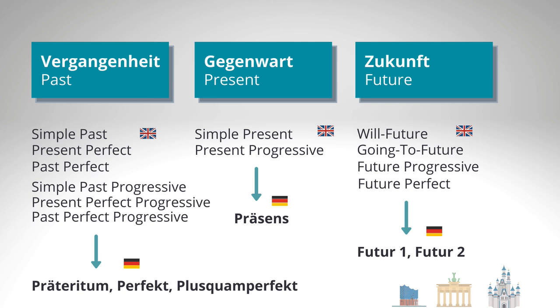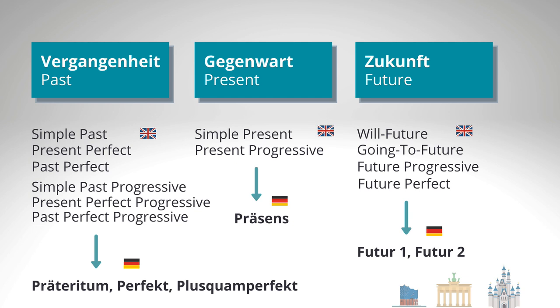For example, if you take the present, English has both the simple present and the present progressive, so a simple form and a progressive form. German, however, doesn't have this distinction. So in German, in both cases, we would use the Präsens. So it doesn't matter if you want to say, I go there or I am going there. In German, in both cases, it would be ich gehe dahin.